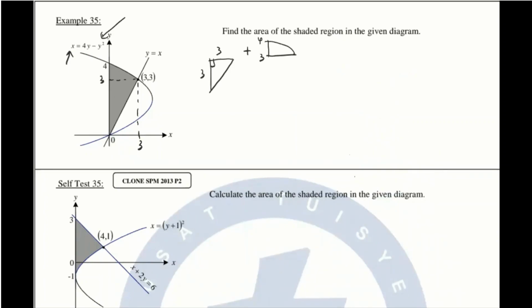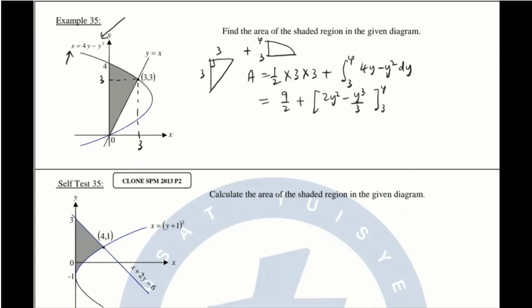Okay, so the first part, I use the area of a triangle, half times base times height. The second part, I integrate from 3 to 4. My function is 4y minus y squared dy. So this is 9 over 2. This is 2y squared, minus y cubed over 3, from 3 to 4. Now, let's substitute inside. 4 squared is 16. 16 times 2, 32, right?